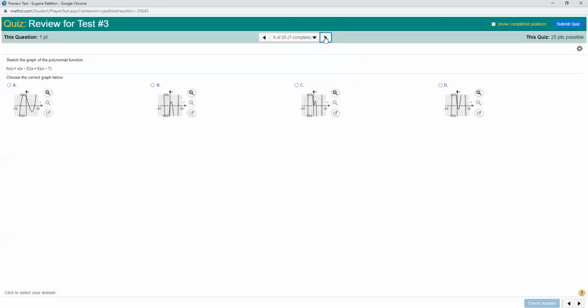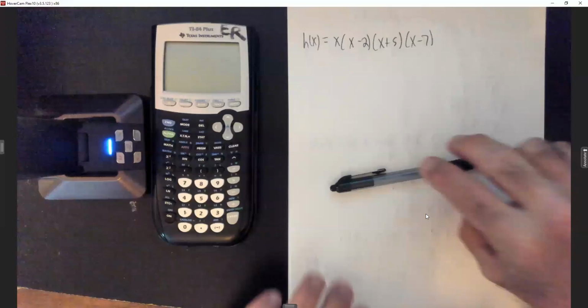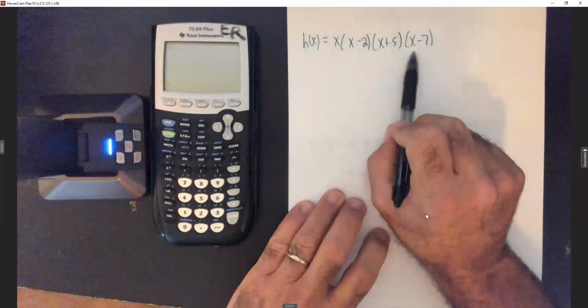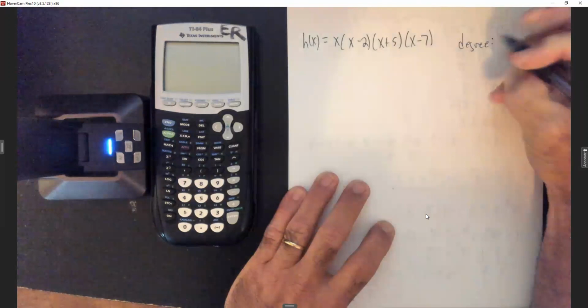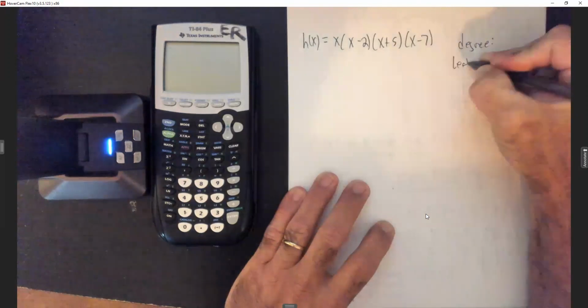All right, y'all, so let me write this problem down. X minus 2, x plus 5, and x minus 7. So I'm going to show you what I would look at on this, and then we'll go look at the 4 pictures they got. So they gave me this polynomial, so I want to know the degree of this, and I want to know if the lead coefficient is positive or negative, and then I'm going to show you other tricks I know.